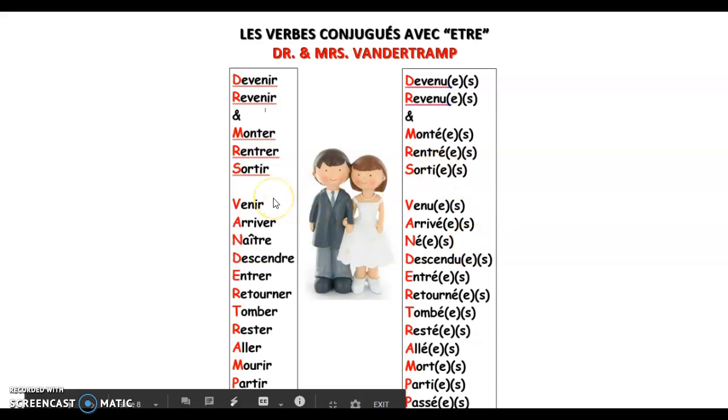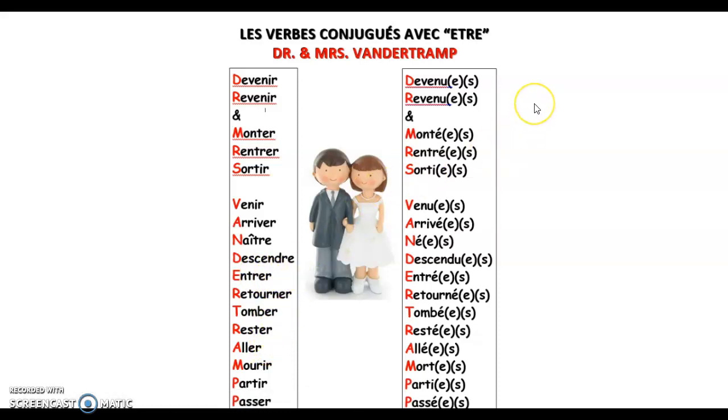The good news about the Dr. and Mrs. Vandertramp verbs is that a lot of them are ERs, and so it's really easy just to figure out what the past participle is. There are a handful of irregular ones that I want you to know and remember. The first one is venir, and you'll see there are three. Here's venir, here's revenir, and then devenir is to become.